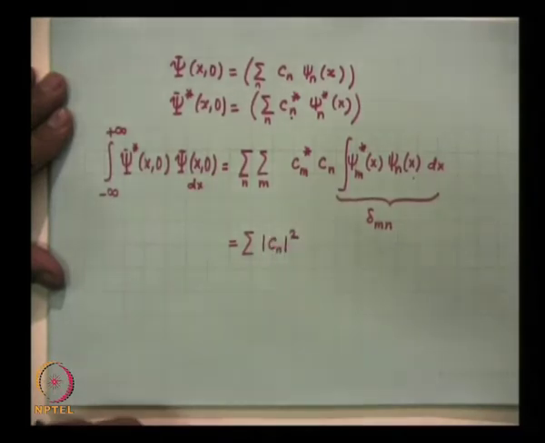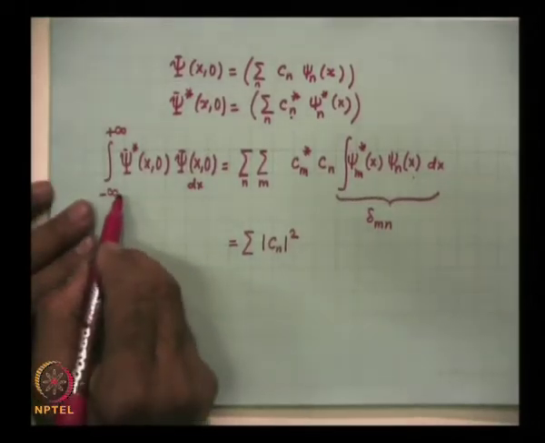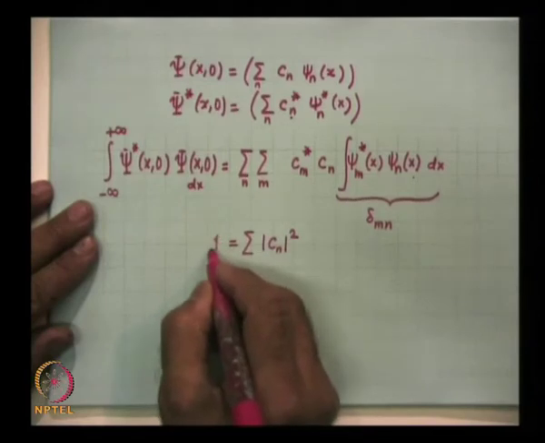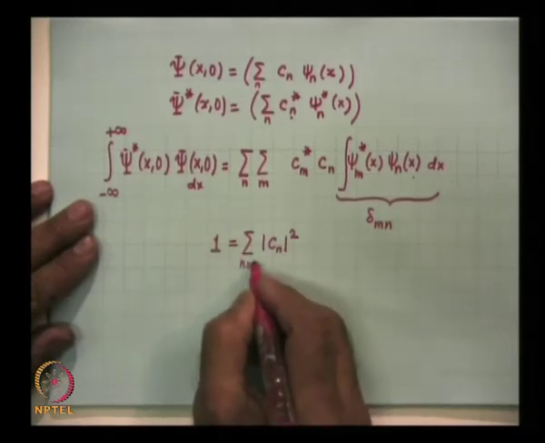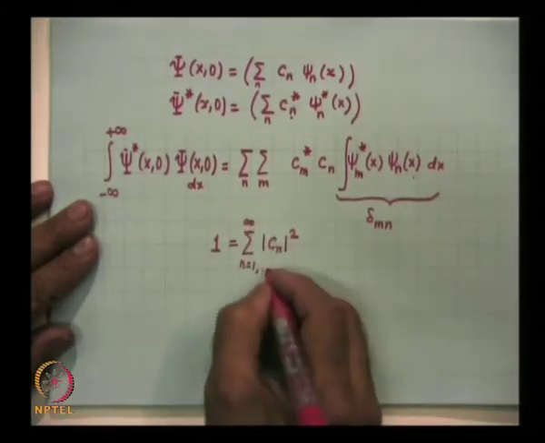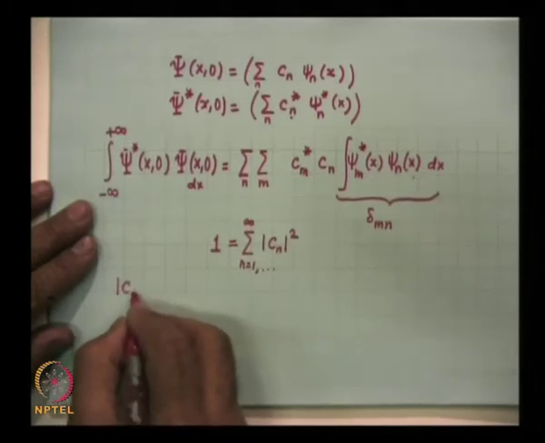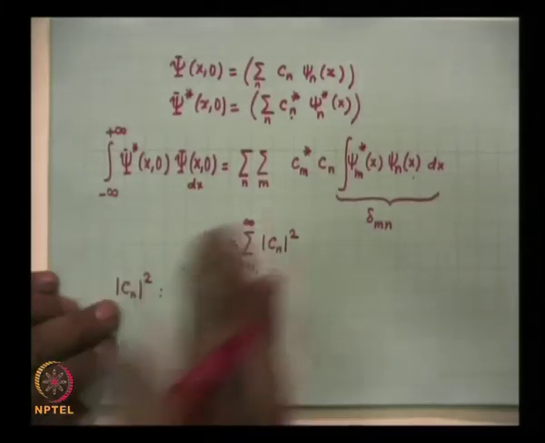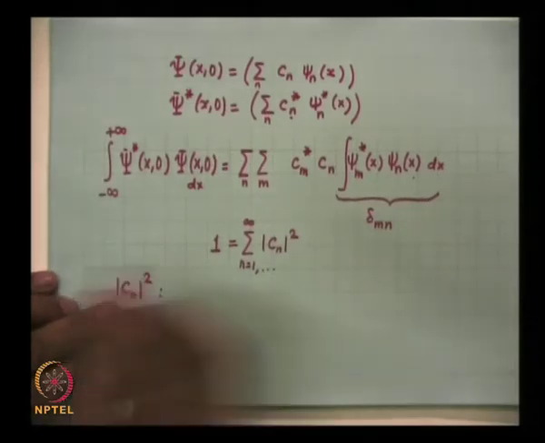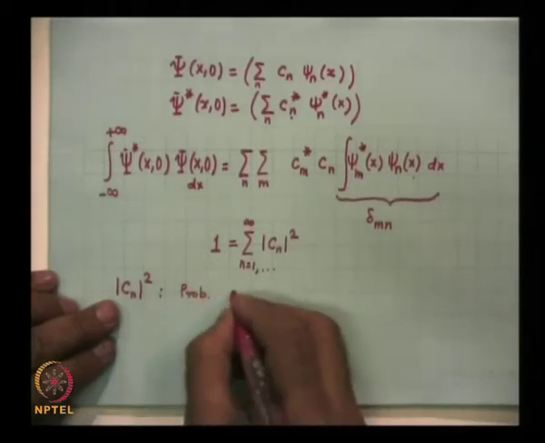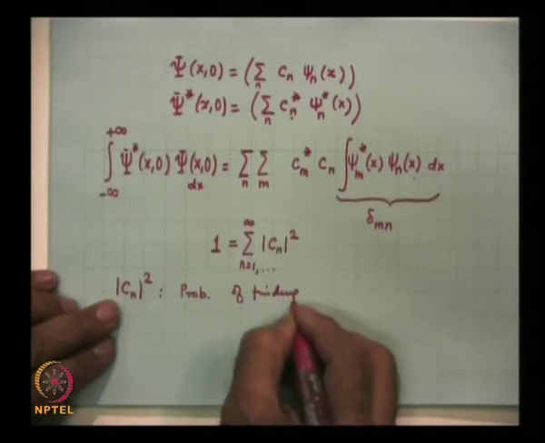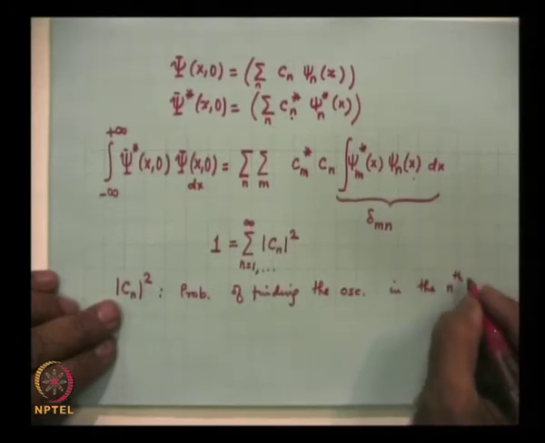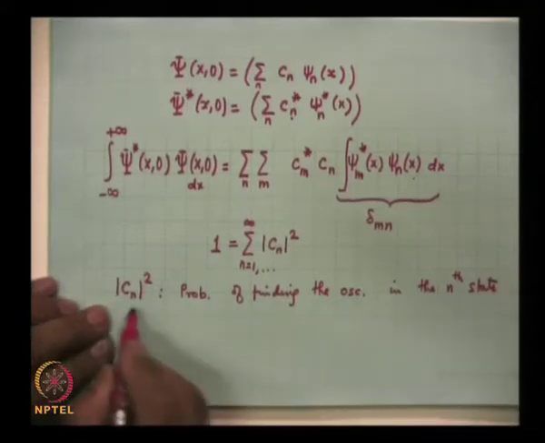So, therefore, if initially I choose a wave function which is normalized, then the sum of mod C n squared is 1, summation over 1, 2, 3, and therefore, we can interpret C n squared as the probability of finding the oscillator in the nth state. So, C n squared will be the probability of finding the oscillator in the nth state. And this does not change with time.